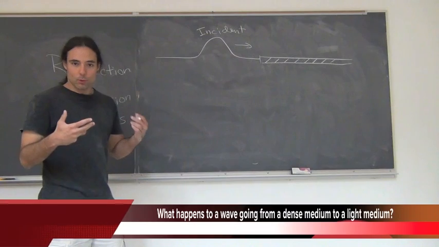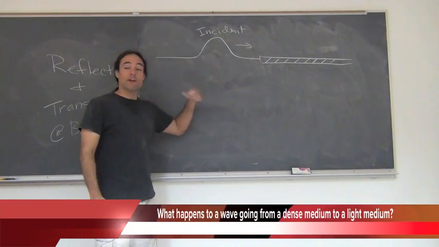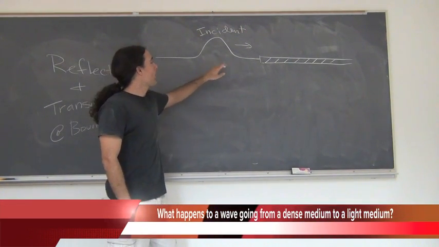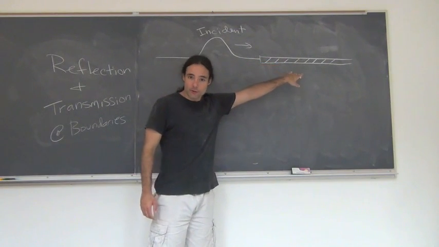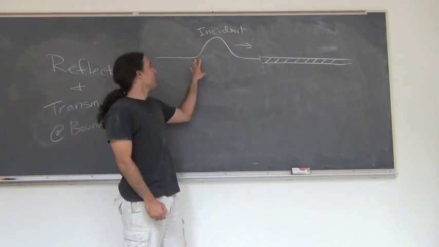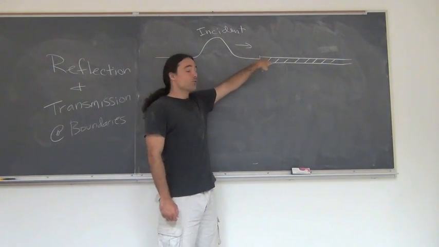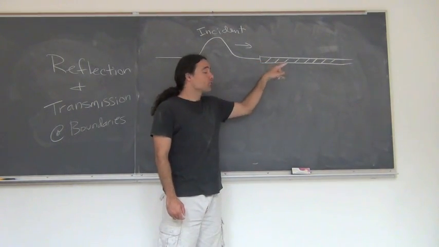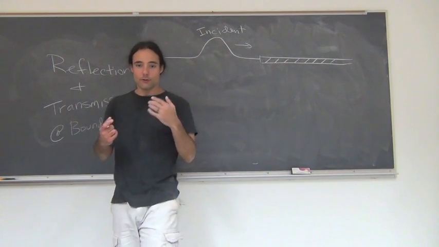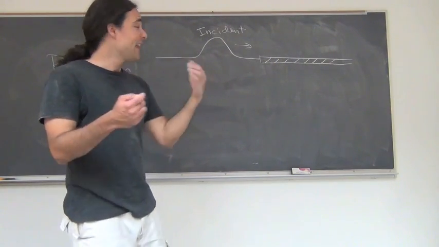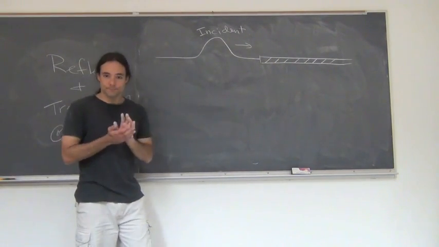Now we're going to examine what happens when I have an incident wave coming to a boundary, where the boundary is tied to another string. So on the left, I have an incident wave coming in on a string, and the string is tied to another string, and as I've drawn it, it appears to be heavier. So I've got two strings of different masses. The heavier one is on the right.